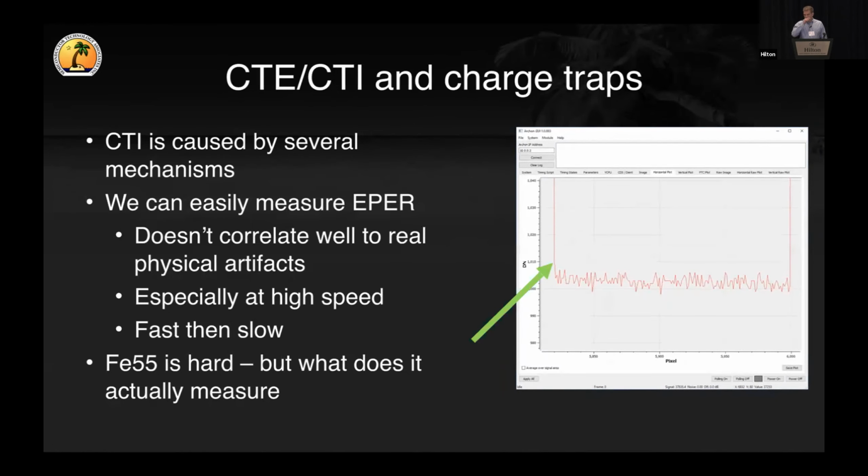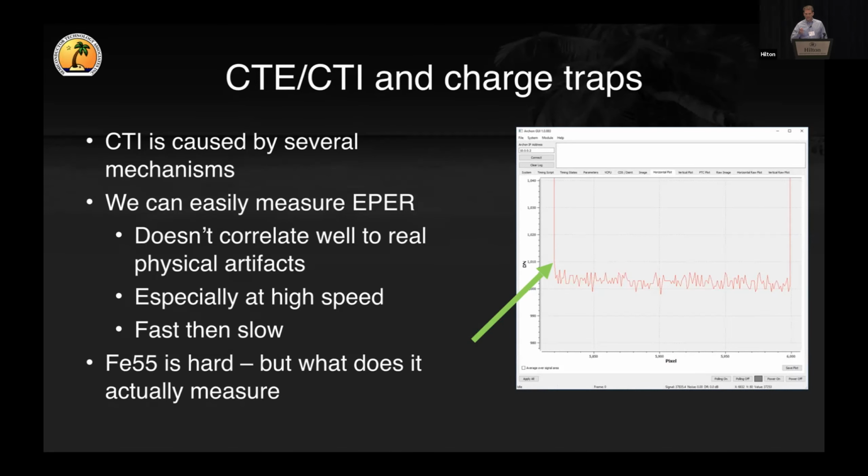Charge transfer efficiency was talked about yesterday by Xavier, I believe. And we characterize this in one of three ways in the lab. With iron 55 is the traditional way. It's not very fast, it's very difficult to do in the lab. EPER, extended pixel edge response, is the more common way.